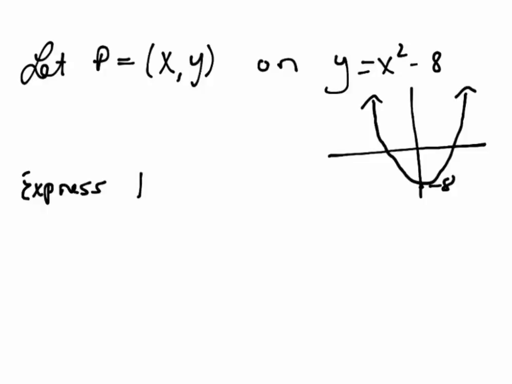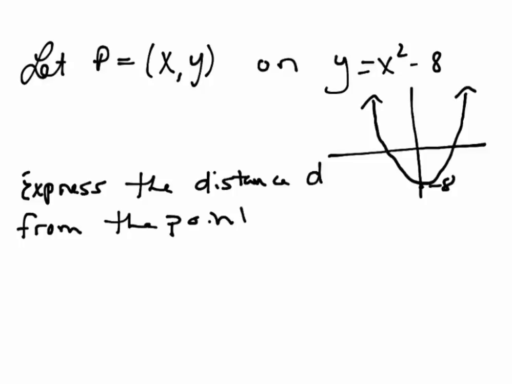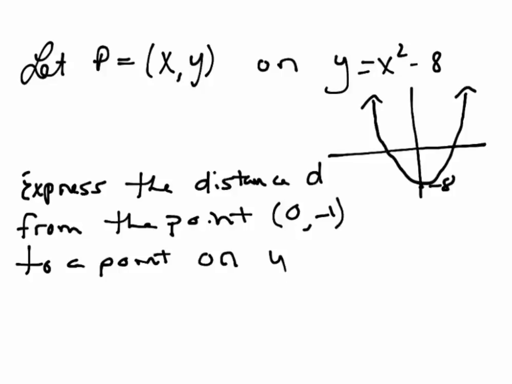the distance d, and I'm very sorry about my messy handwriting. It's real hard using a stylus, so bear with me. From the point 0, negative 1 to a point on the parabola above, which is y equals x squared minus 8, as a function of x.